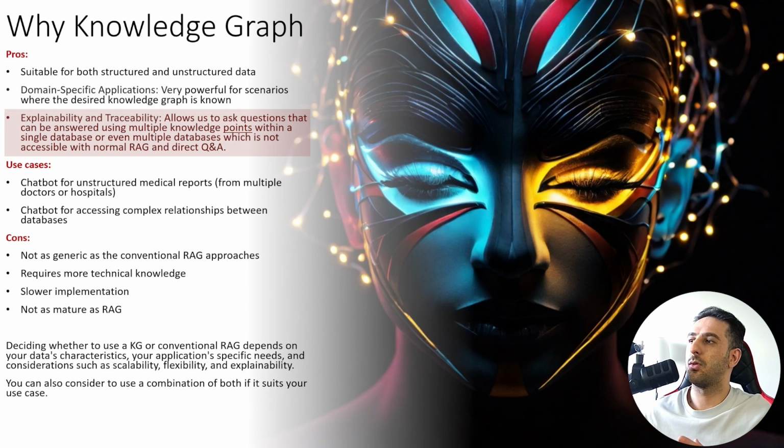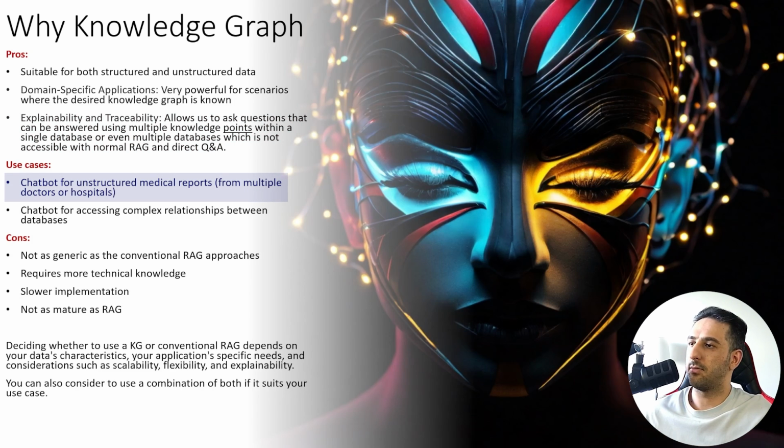Knowledge graph also brings explainability and traceability to the table. It allows us to ask questions that can be answered using multiple knowledge points within a single database or even multiple databases, which is not accessible with normal RAG and direct Q&A, and you can exactly trace where that specific answer came from. So what are the use cases for knowledge graph?